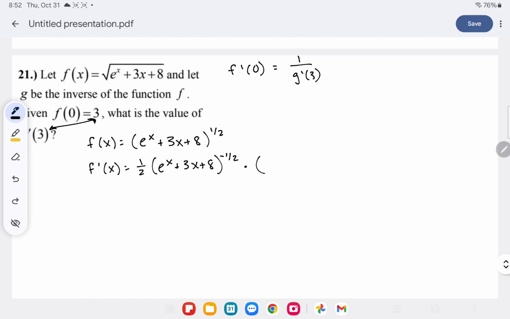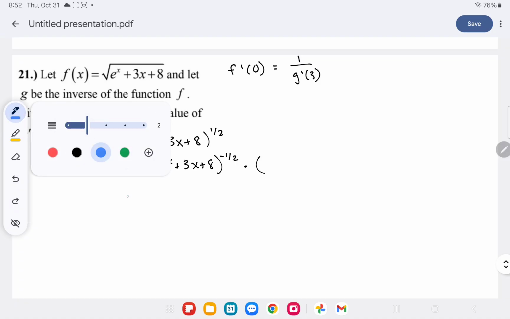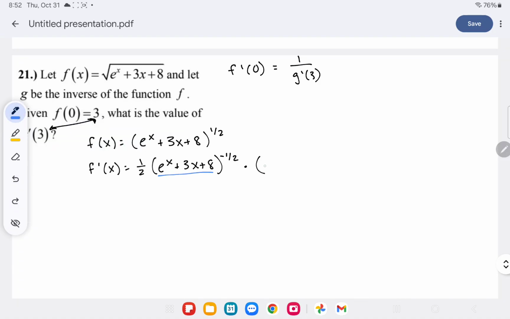So now I need to multiply that by the derivative of the inside. The derivative of e to the x is e to the x. The derivative of 3x is 3, and the derivative of 8 is nothing. I don't really need to simplify this. Let me go ahead and simplify a little bit before I plug in the 0. So in the numerator, I have e to the x plus 3. In the denominator, I have a 2, and then I'm going to move this whole thing to the denominator too, since it has a negative exponent.